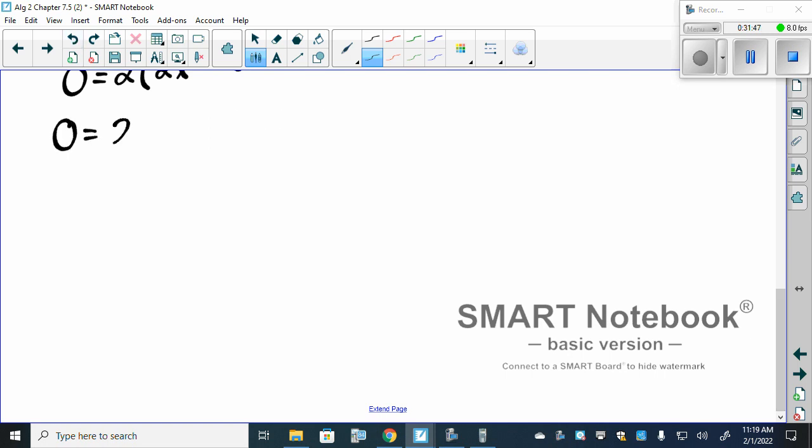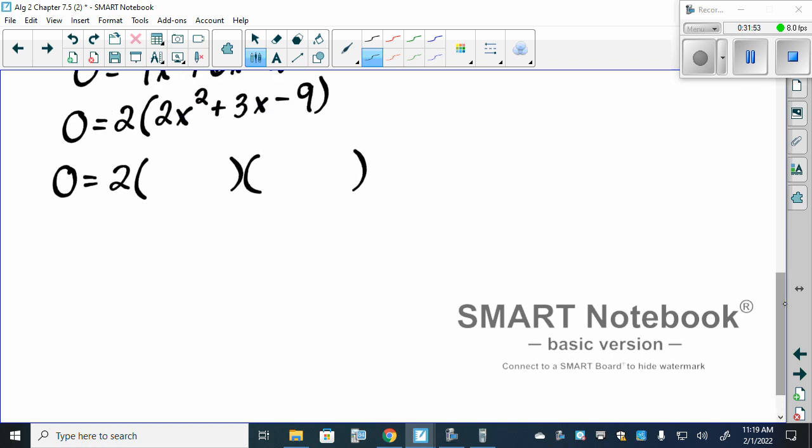0 is equal to 2 sets of parentheses. It's going to do it again, I know it. Since the third term is negative, we know our signs are going to be opposite. One is going to be positive, the other is going to be negative.